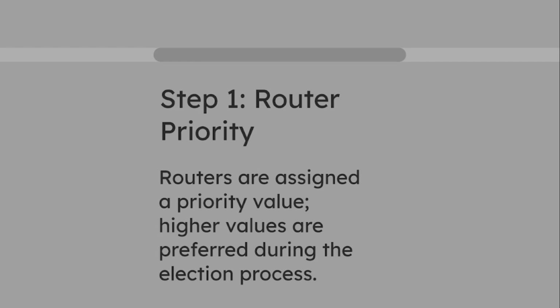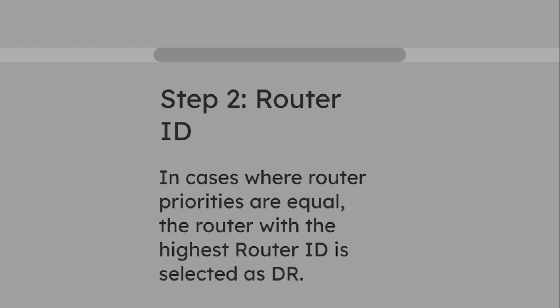So this is step one, the router priority. You have to assign a priority value. Higher priority values are preferred. Number two is router ID. In cases where router priorities are equal, the router with the highest router ID will be elected as a DR.